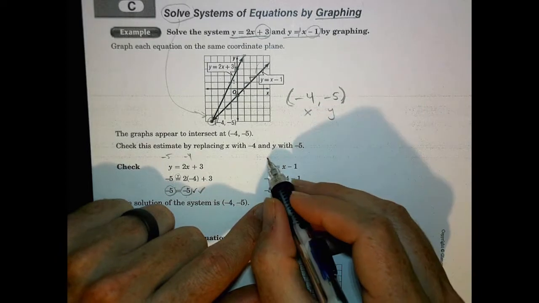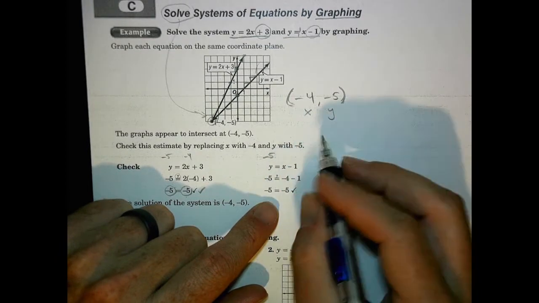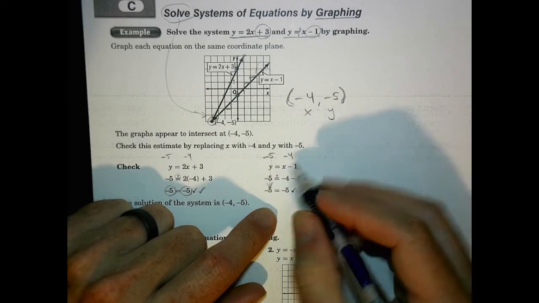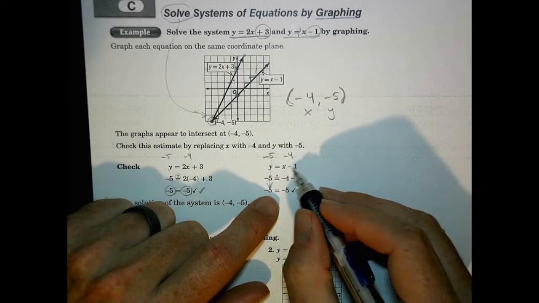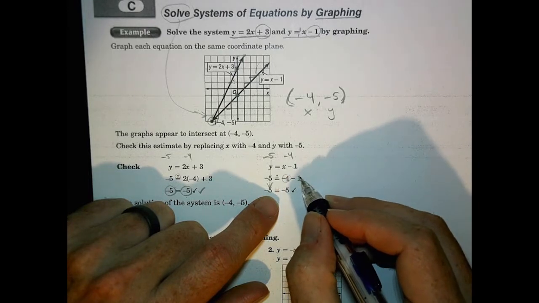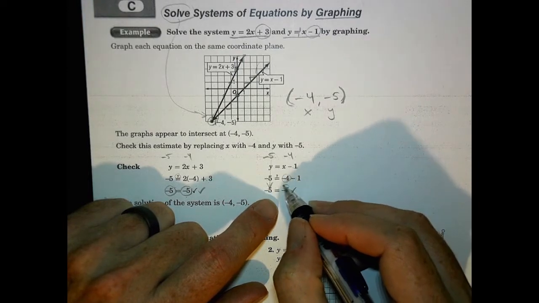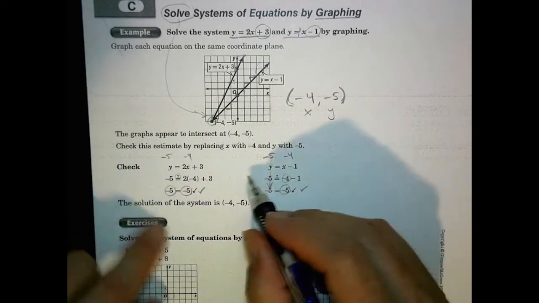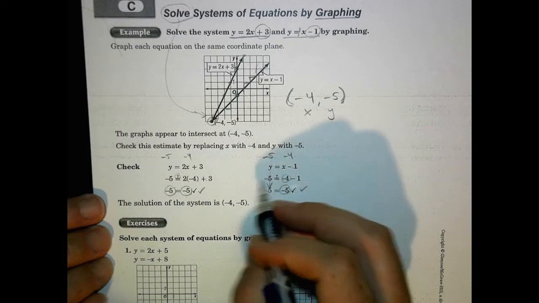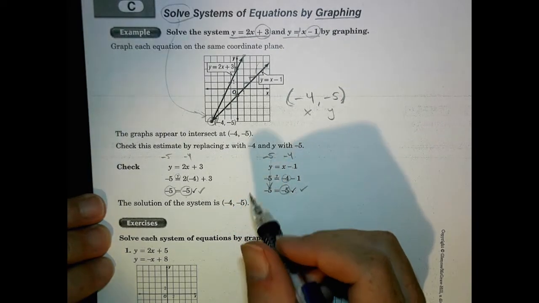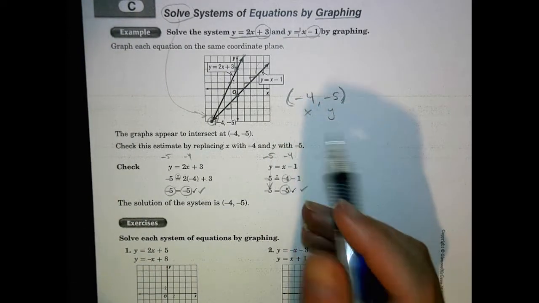And over here, do the same thing. Y is -5, x is -4. So we're going to have -5 on the left, and here we end up with -4 minus 1, which is -5, and that works there. So because that's true for both of the equations, the solution of the system is -4, -5, and we solved that by graphing.